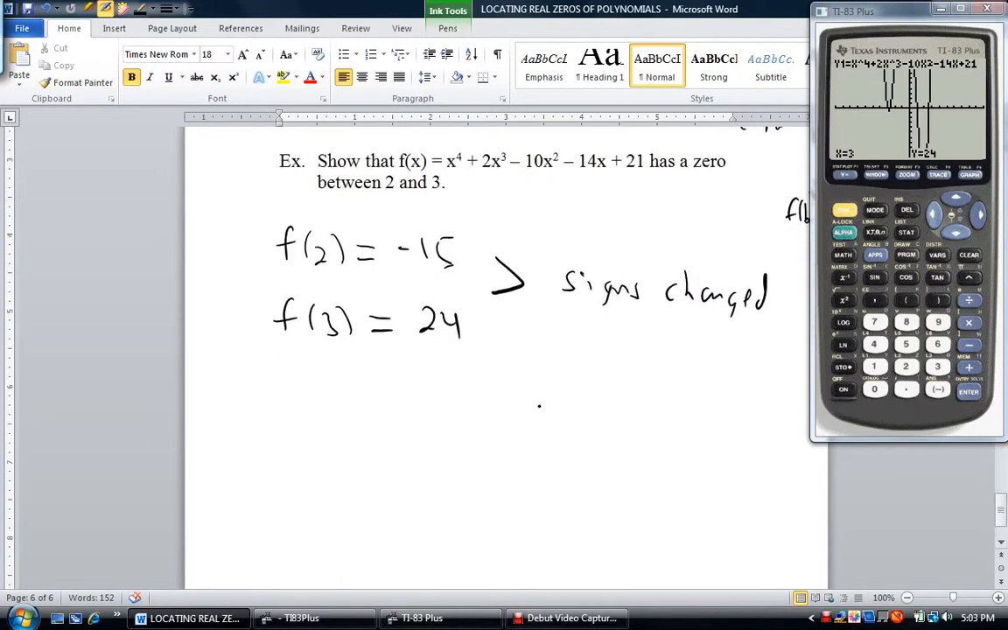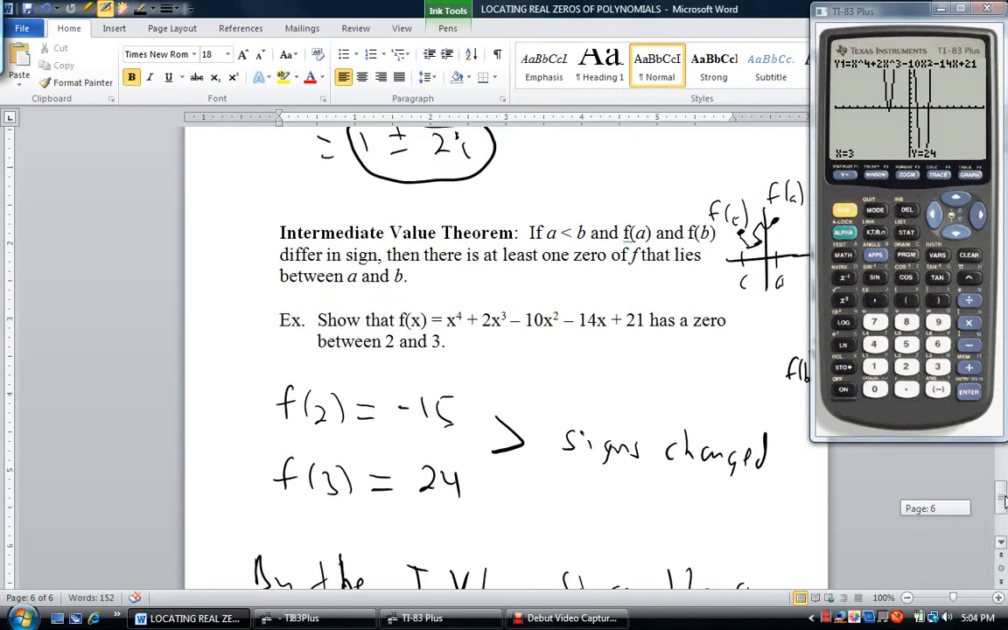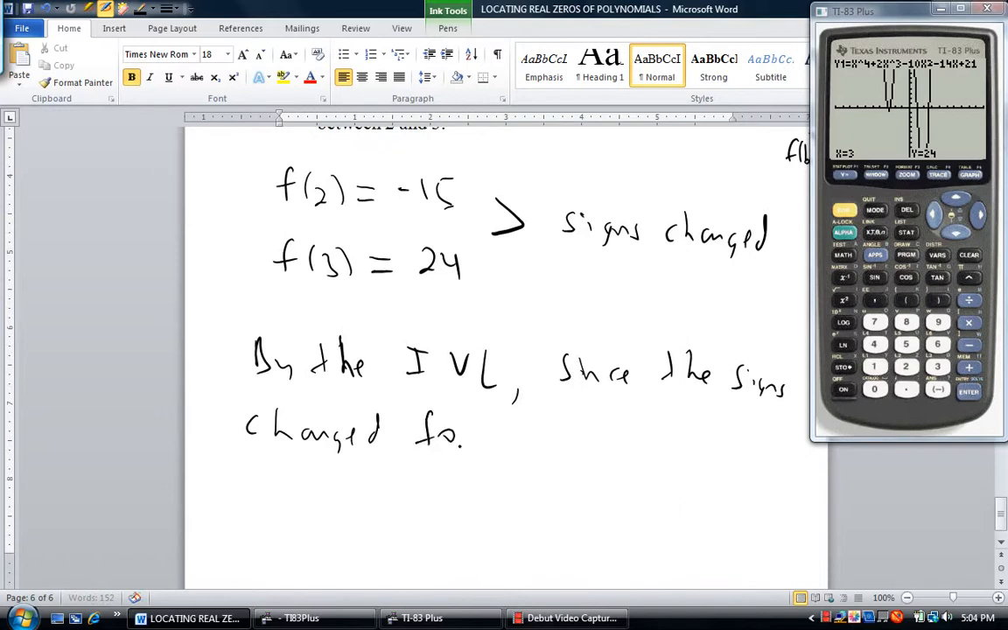What that means is, by the intermediate value theorem, since the signs changed, just make sure you use the correct wording: for f of 2 and f of 3, a 0 exists between 2 and 3.